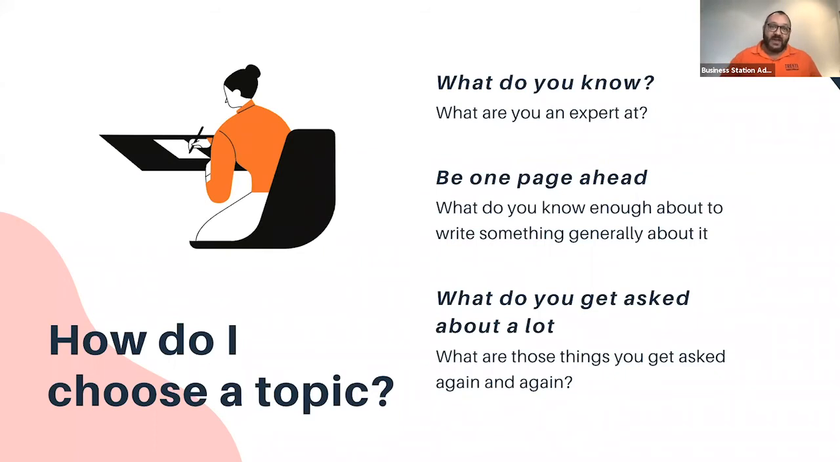I would add another point to that as well. Even though I've got those three, under that, what do you get asked a lot about? I would also then add in there what people should be asking about that particular topic that you're an expert at. So not just what you get asked about, but also what they should be asking you about. The things that people really should know before they start going into aromatherapy.